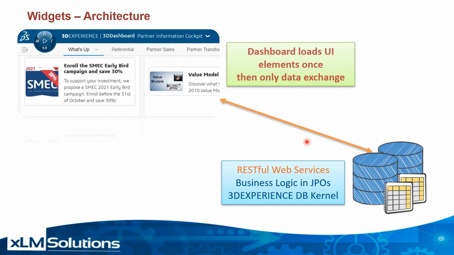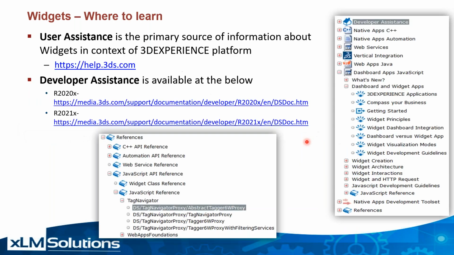So how do we learn about the widgets? We can follow this support site and developer assistance from the 2020x and 21x versions. I have given the links. You need to go into developer assistance and explore various categories, and this is how we can get started learning. There are also some references, like the tag navigator. These are some widgets, applications and APIs given by the OOTB widgets. We also have some customized widgets, which we will be showing you later.